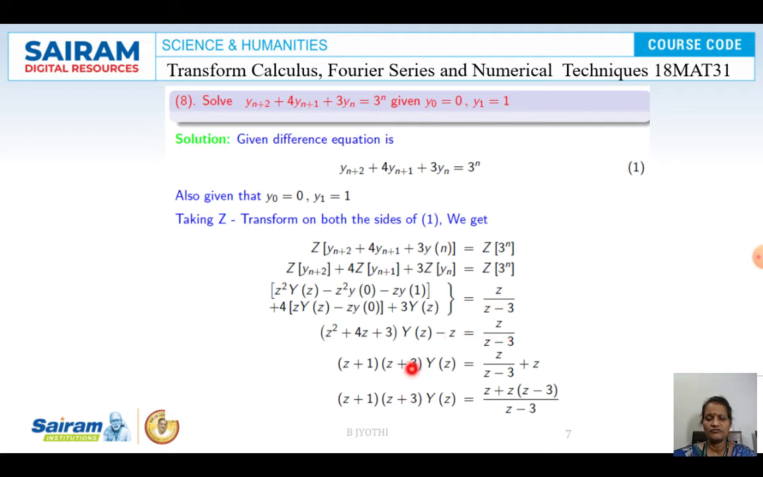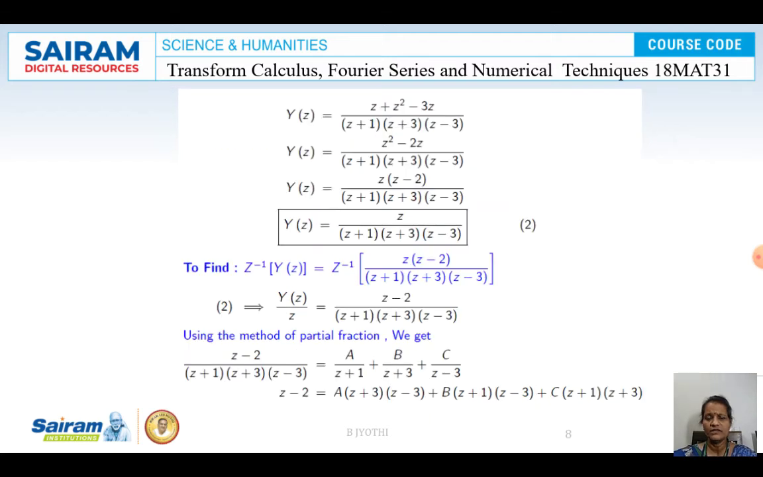Then after simplification, we are getting (z+3)(z+1) y(z) equals z + z(z-3)/(z-3), by taking the LCM and simplifying in the right hand side. Then y(z), we will be getting it as (z + z² - 3z)/((z+1)(z+3)(z-3)). On simplification, what we are getting is y(z) = z(z-2)/((z+1)(z+3)(z-3)).